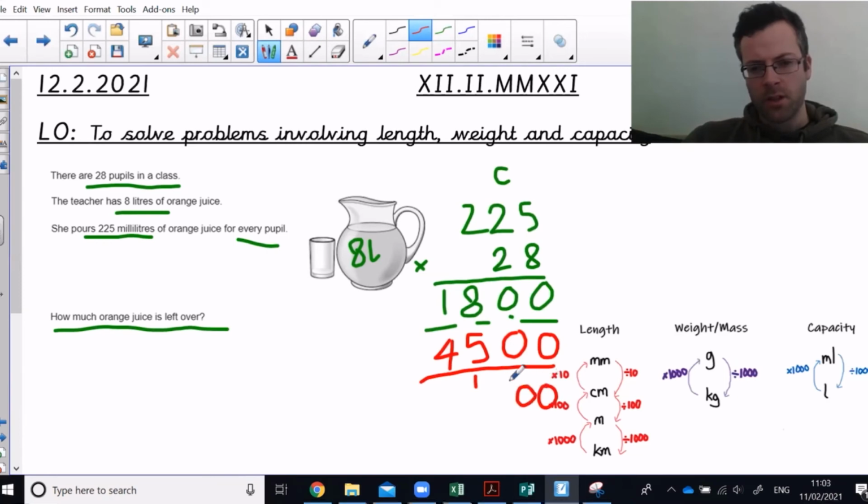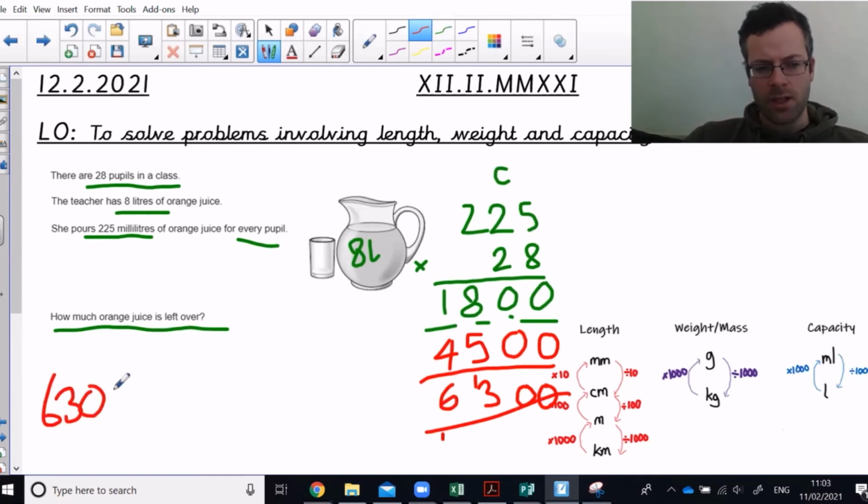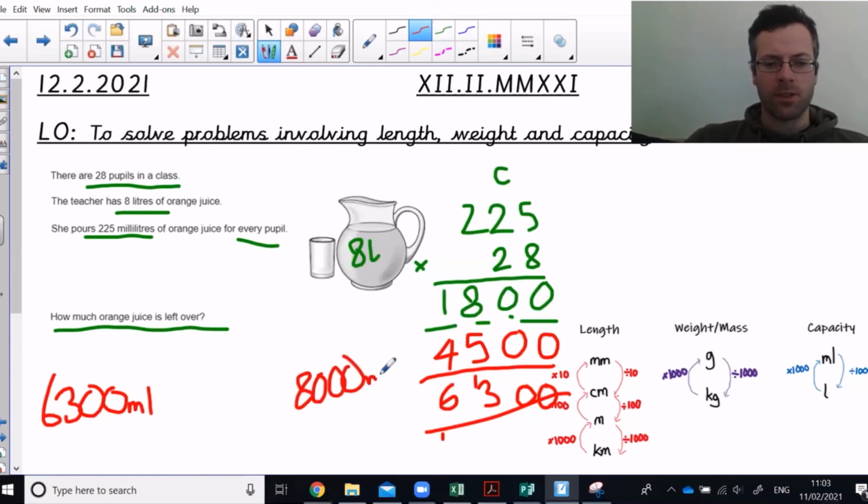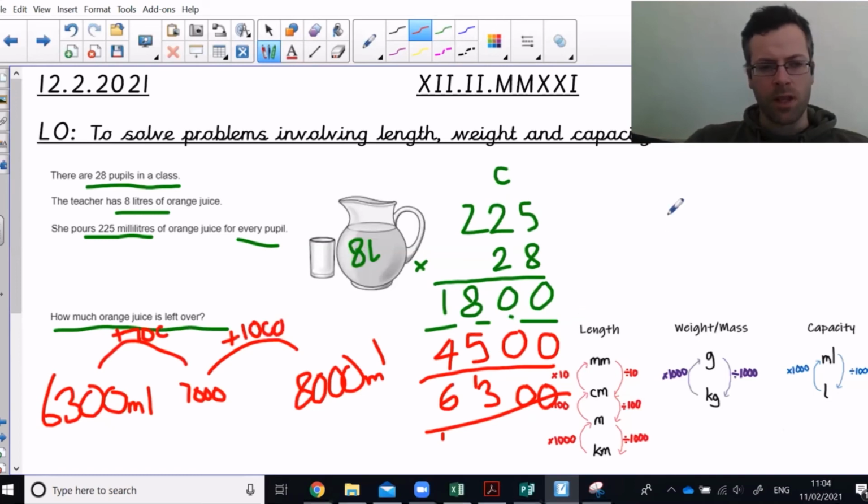Add them together, we have got no ones, no tens, 13 hundreds, and then 5 plus that, 6,000. So my answer is 6,300 millilitres is how much she needs to use. She's got 8,000 millilitres, because I've changed it from litres. So I count on, well, add 700, gets me to 7,000. And then add 1,000, gets me to 8,000. So I think she will be left with 1,700 millilitres of orange juice.